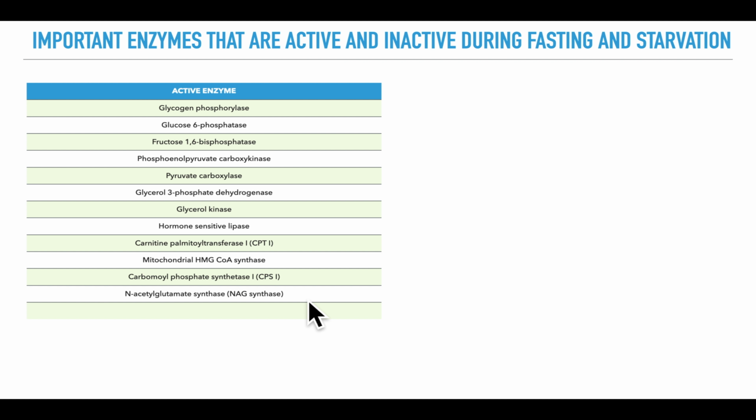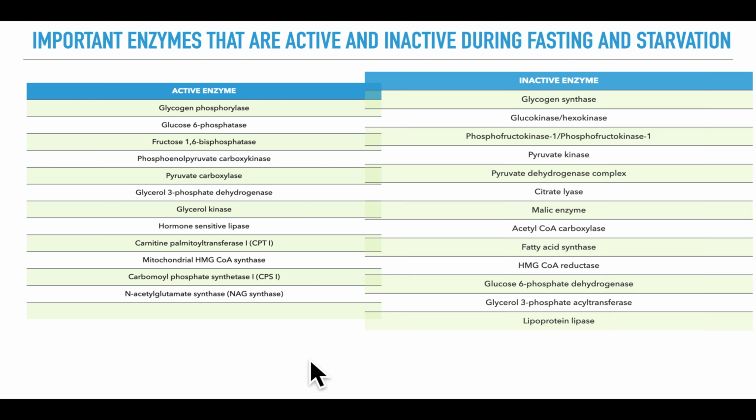N-acetyl glutamate synthase enzyme, which is making N-acetyl glutamate, which is the obligate activator of carbamyl phosphate synthetase 1 enzyme. These two enzymes are involved in urea synthesis, and those are also active now.